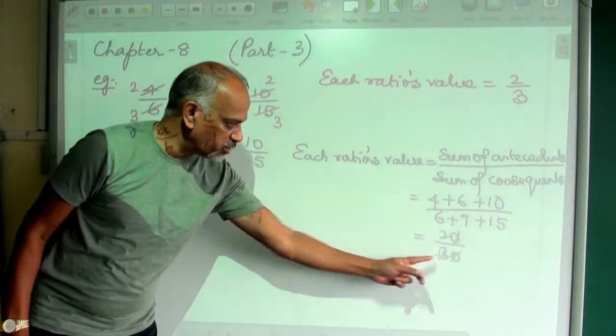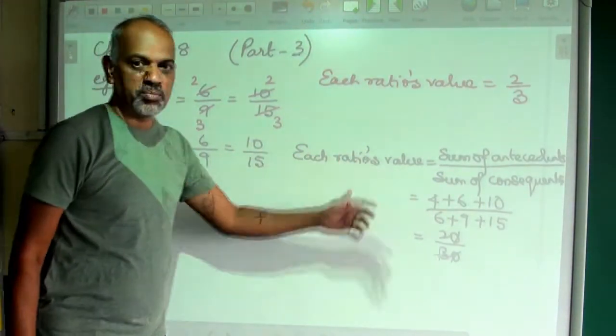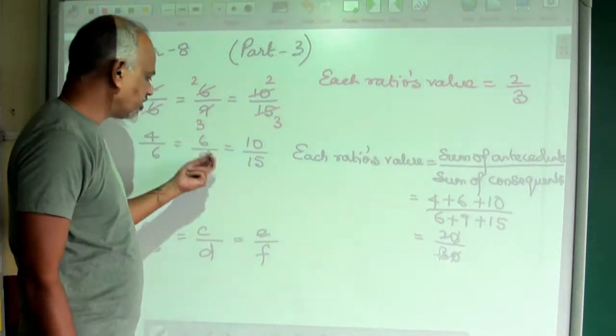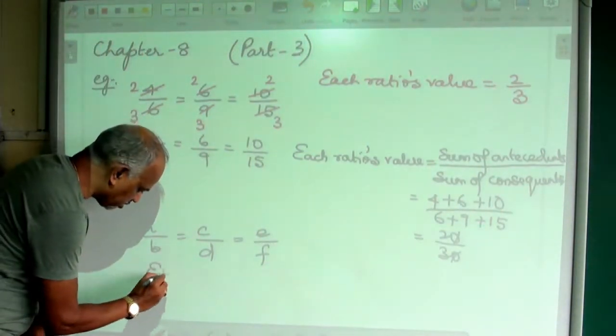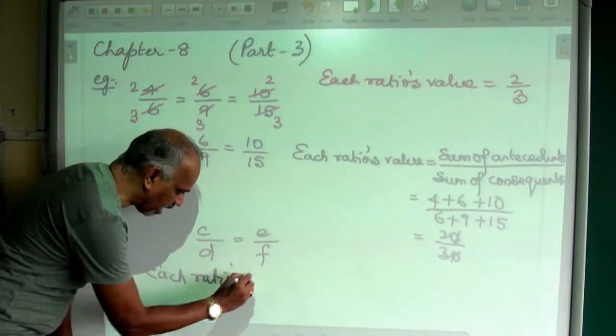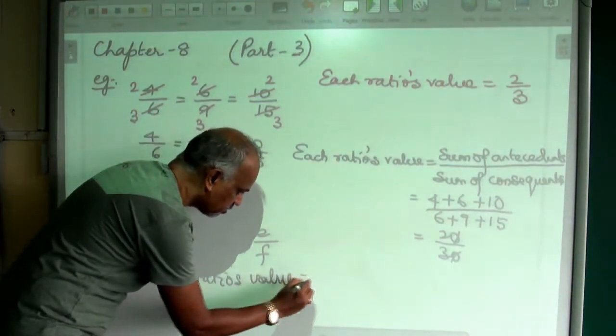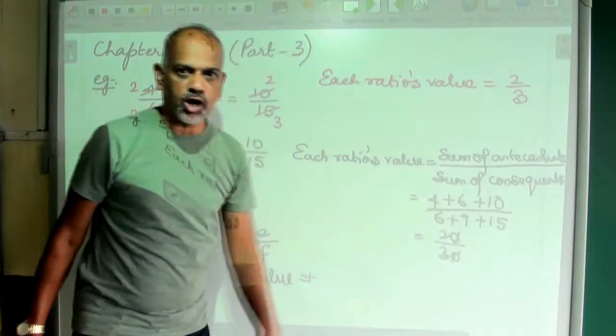That gives you 2 by 3. Okay. So that is the actual method of finding each ratio's value. So in this case, if you have to find each ratio's value, we apply this, that is sum of antecedents by sum of consequence.